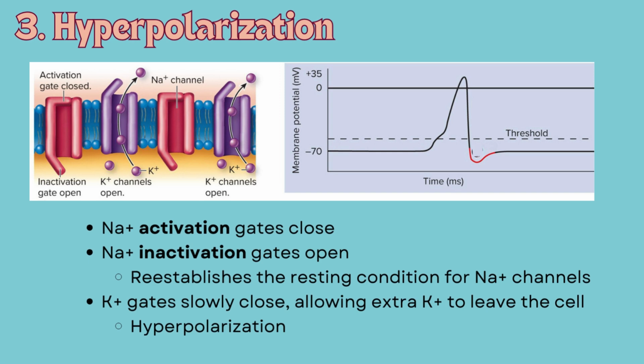The third phase of an action potential is hyperpolarization. At approximately negative 70 millivolts, sodium activation gates close and sodium inactivation gates open. This reestablishes the resting condition for sodium channels. Potassium gates slowly close, allowing extra potassium to leave the cell, resulting in hyperpolarization.